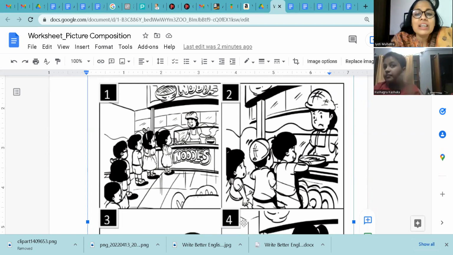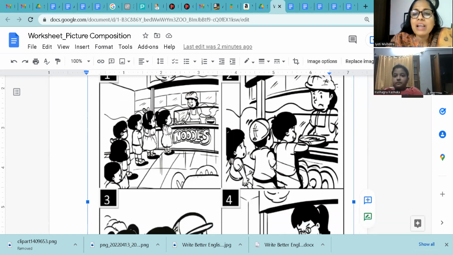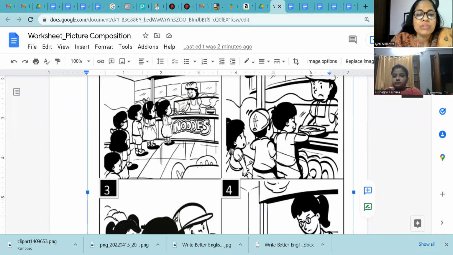And this girl who's standing third now is actually the first one here in this row. So it means her turn has come. What do you think must have happened when her turn came? Ma'am, both the boys have come in the front. So these two mischievous boys have pushed the girl, and out of turn they have come and are standing at the first front part, and they are taking the noodles out of turn.